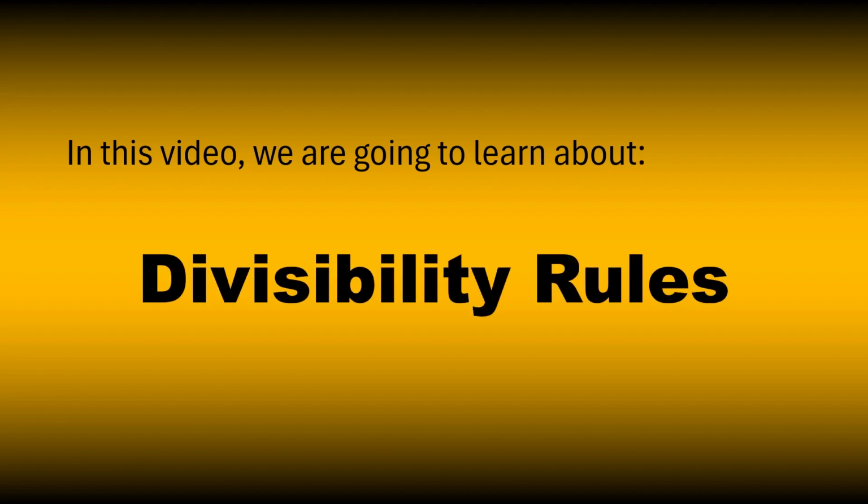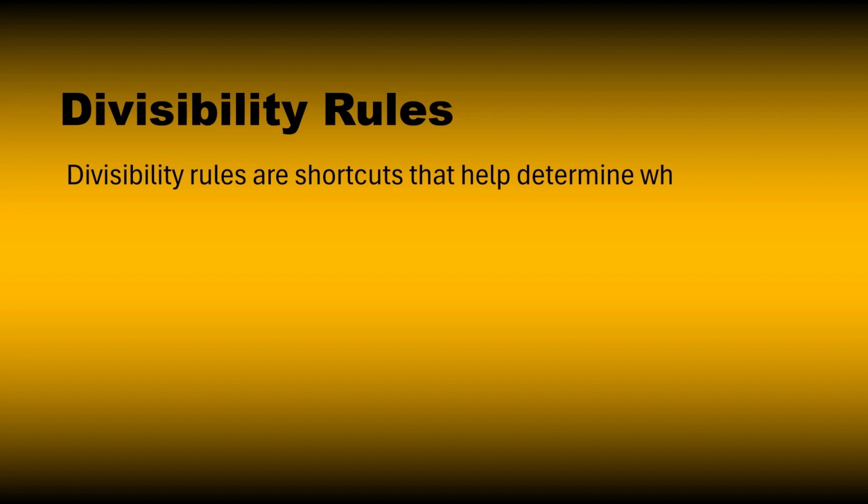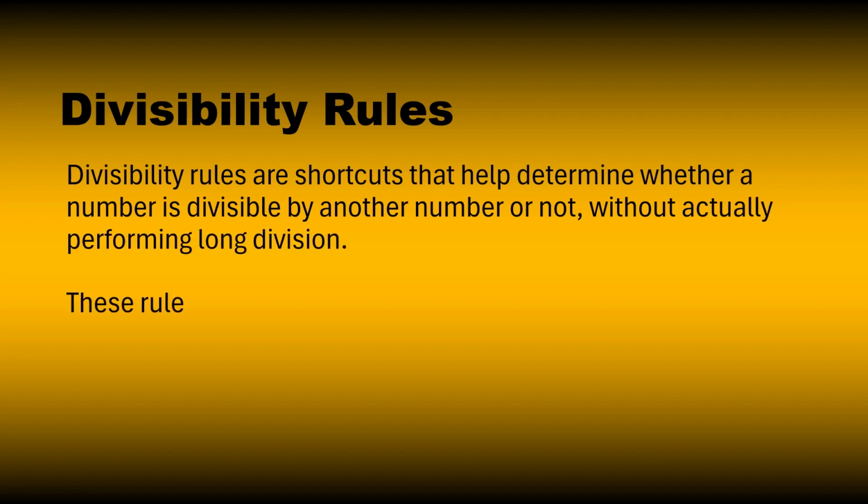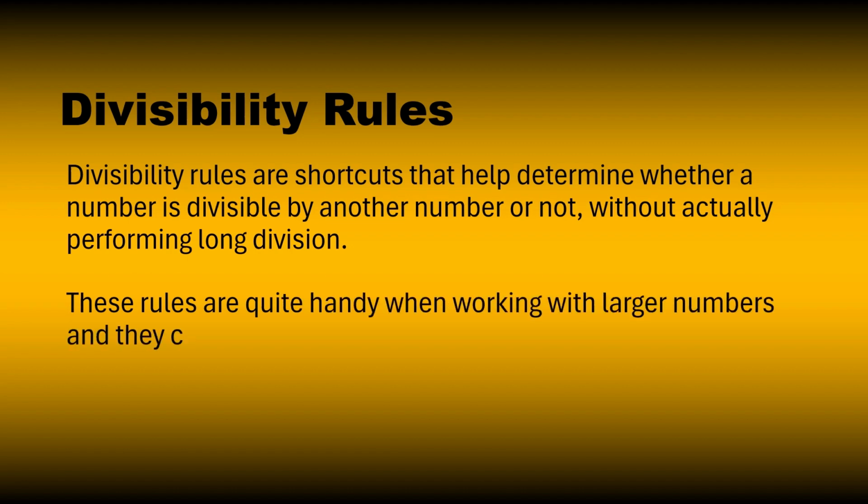In this video we are going to learn about divisibility rules. Divisibility rules are shortcuts that help determine whether a number is divisible by another number or not, without actually performing long division. These rules are quite handy when working with larger numbers, and they can save time in various mathematical computations.